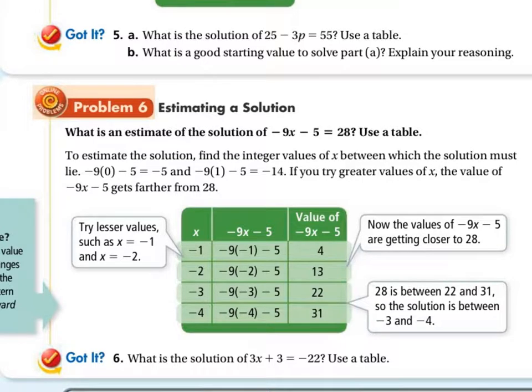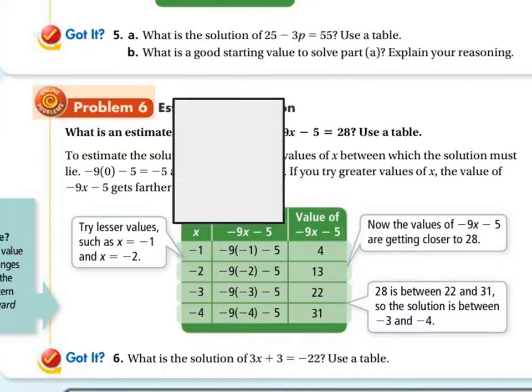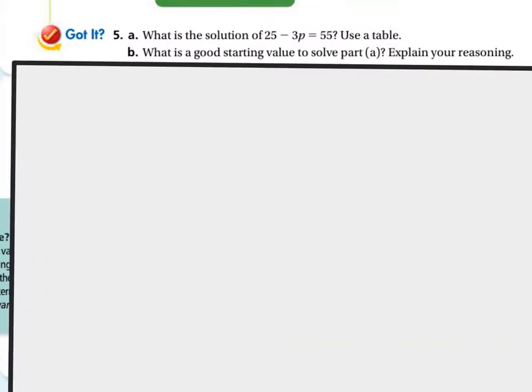So the guide at 5, they do talk about using a table here again. One difference on this one is that the variable is being subtracted.